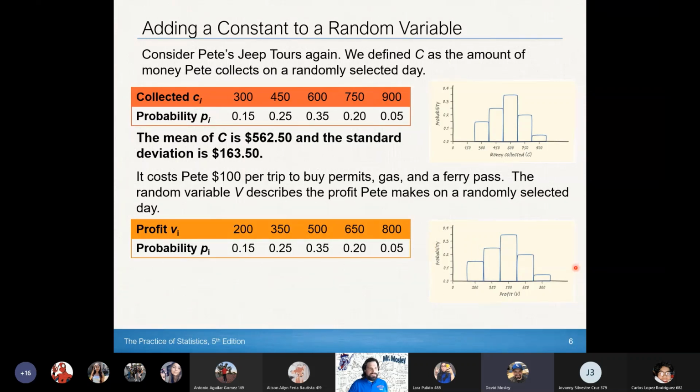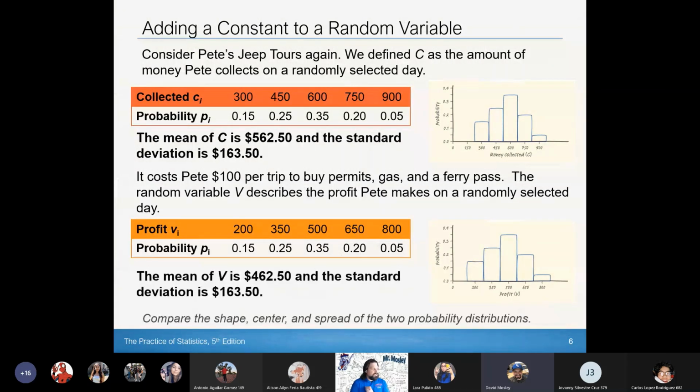Our distribution has the same overall shape, fairly symmetric, unimodal, right? The range changes, right? The value of the mean changes. All those things are changing. However, if we look here, the mean changes to 462.50, right? We subtract $100 from the mean of C, but the standard deviation remains the same, all right? Our standard deviation has not changed.